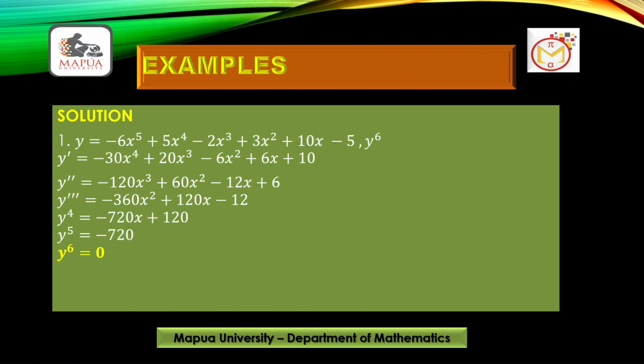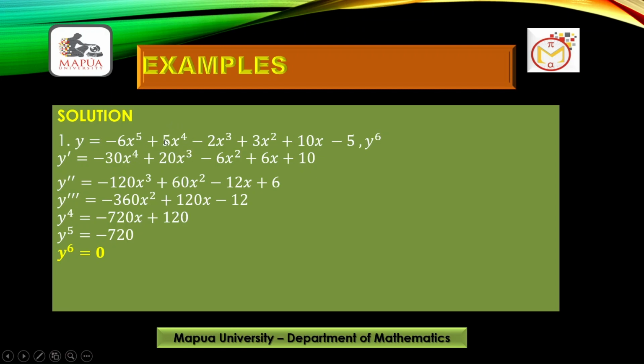Let us try the first example here. y is equal to negative 6x to the fifth plus 5x to the fourth minus 2x cubed plus 3x squared plus 10x minus 5. And then we are looking for the sixth order derivative here. So we have to start with the first order derivative. So y prime, by means of power, bring down 5 times negative 6 is negative 30, less 1 from the exponent, so this is x to the fourth.